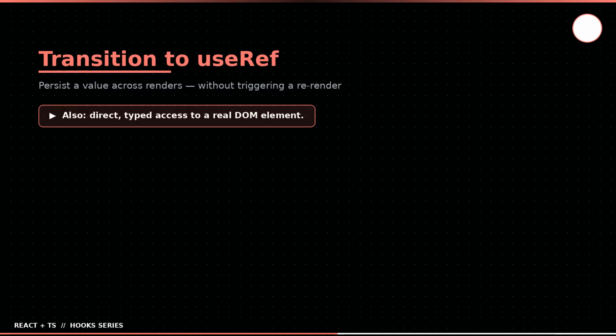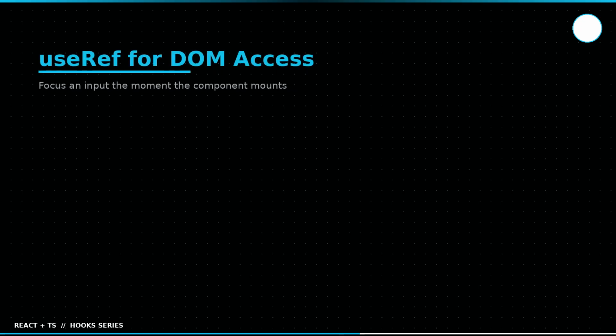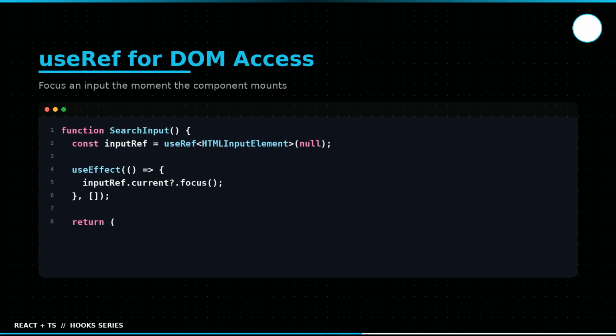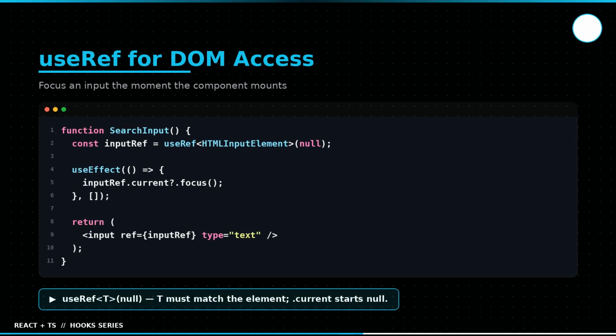5. Transition to useRef. Now let's talk about useRef. It solves a completely different problem. How do you keep a value around across renders without triggering a re-render when it changes? And, closely related, how do you get direct access to a DOM element, like an input, to call .focus() on it? useRef handles both of these.